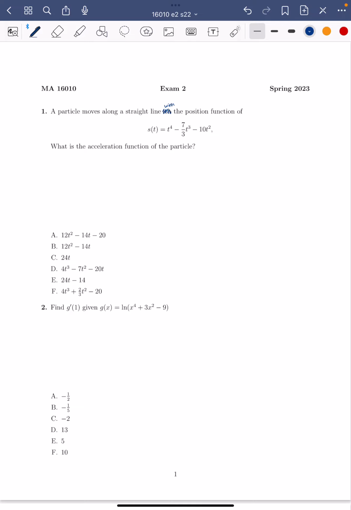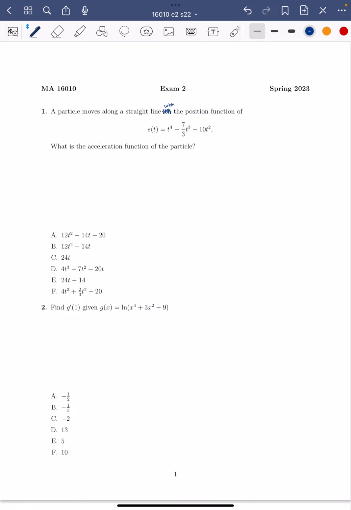Spring 2023 walkthrough for the course MA 16010. Let's begin. Number 1. A particle moves along a straight line with the position function of s of t equals t to the fourth minus 7/3 t cubed minus 10 t squared. What is the acceleration of the particle?